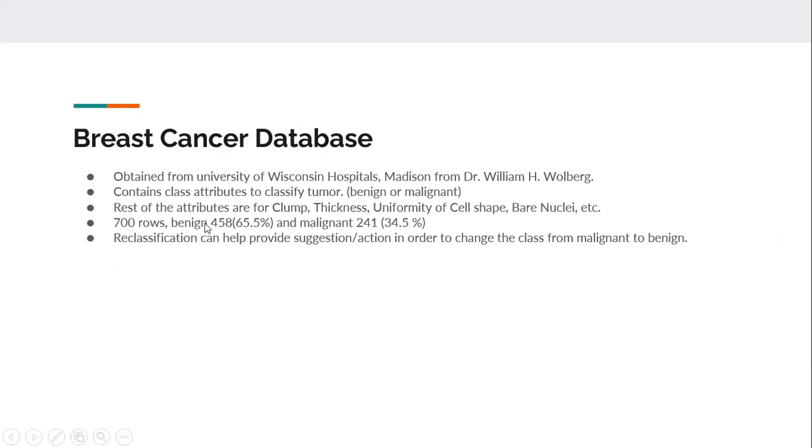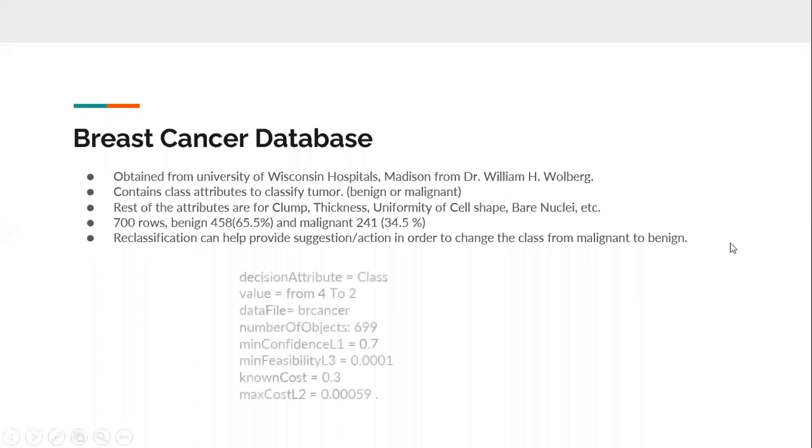This is the distribution of the classification variable, and classification can help provide suggested actions in order to change the class from malignant to benign. In the same way, these are some statistical data. This is an attribute. We need to change the value from 4 to 2. That means 4 is malignant and 2 is benign. And these are some other attributes.